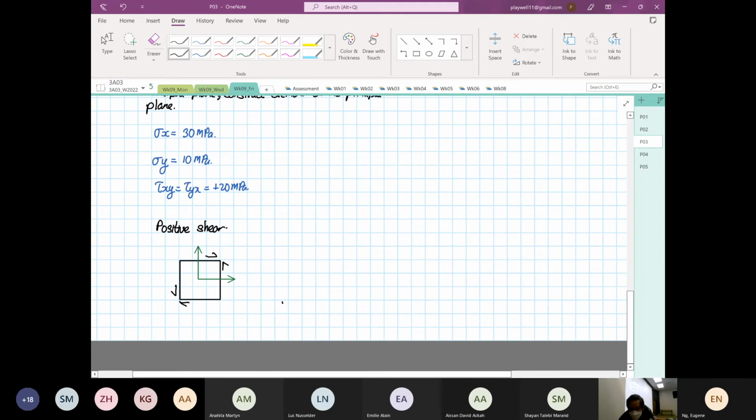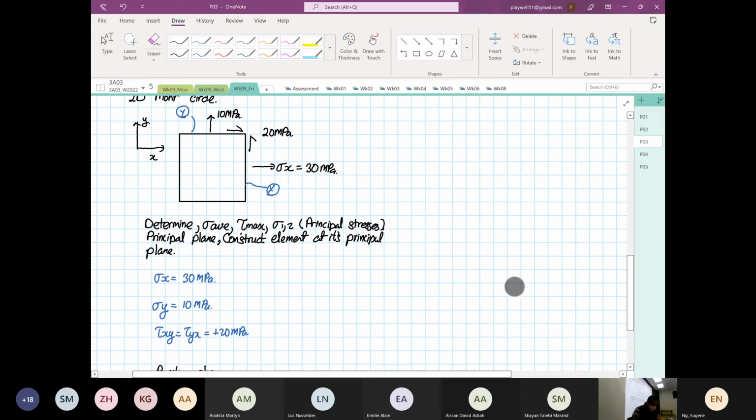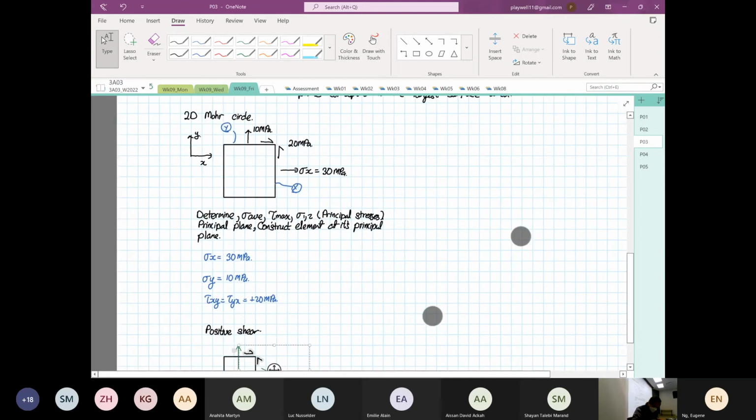Can you back up to the diagram quickly? Yes. Amanda, you have a question? Okay, Amanda, you just want to see the diagram, but not necessarily have a question.